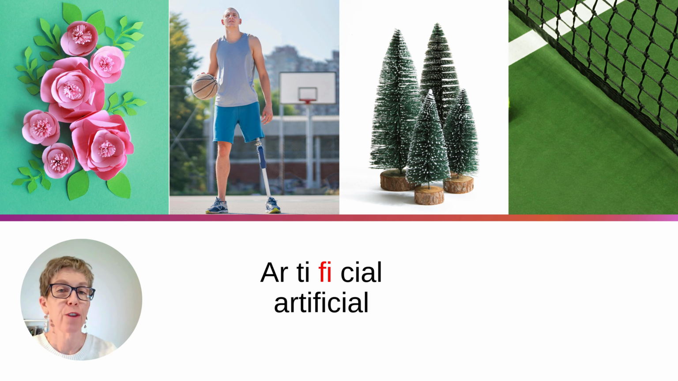When you look at these four pictures, you can see that they all contain something that is artificial. The first picture on the left is artificial flowers. Then the man has an artificial leg. There's artificial trees and artificial grass.